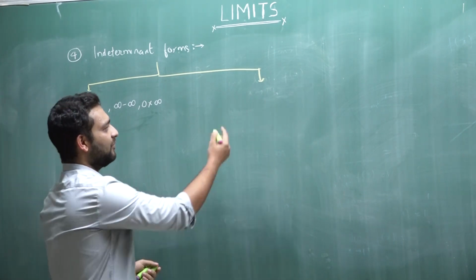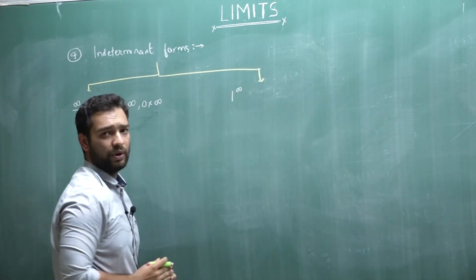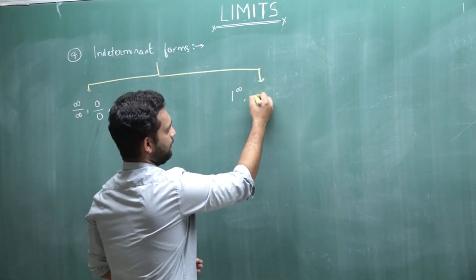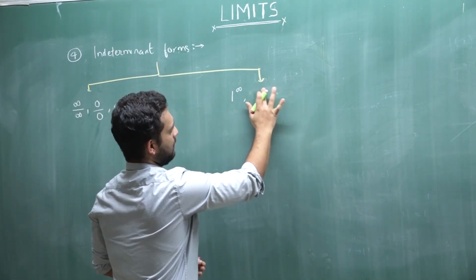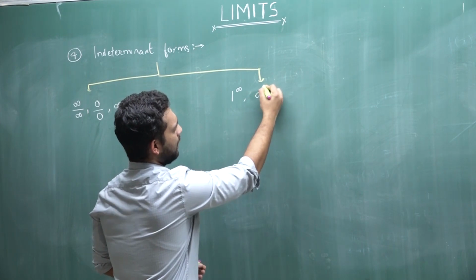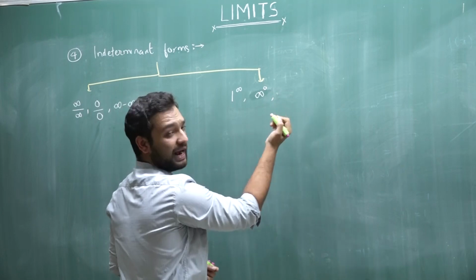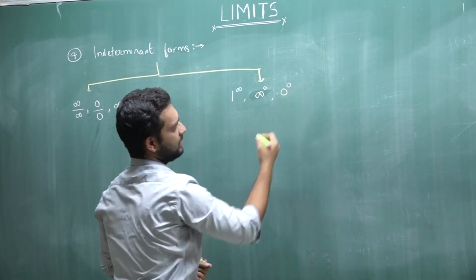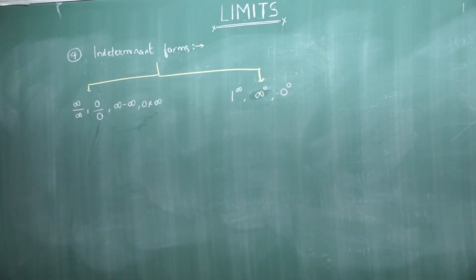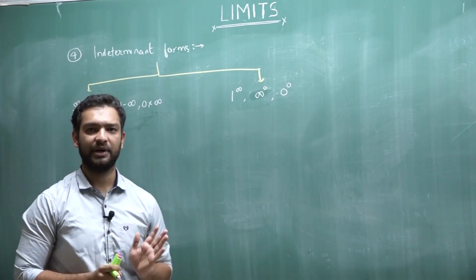The second type of limits are 1 raised to power infinity, infinity raised to power 0, and lastly 0 raised to power 0. So these are your 7 indeterminate forms.